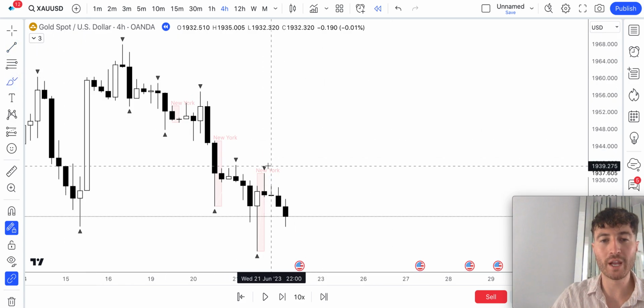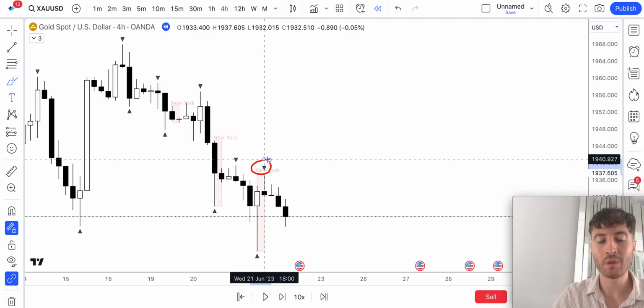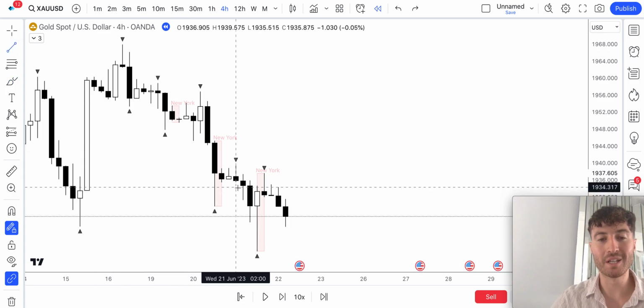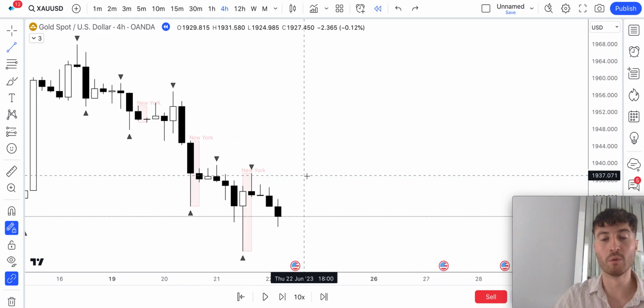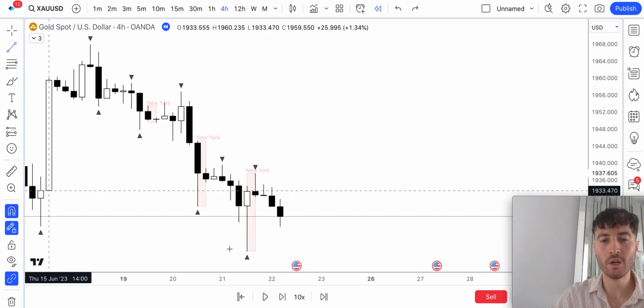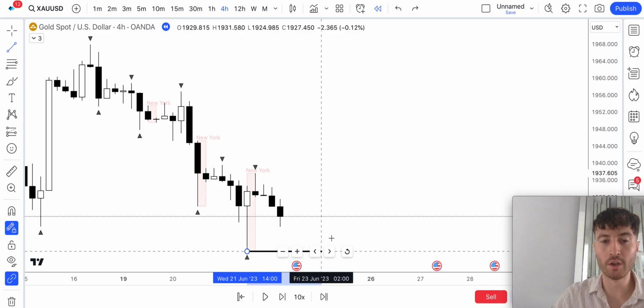And these grey and black dots here are an indication of a fractal. What fractals allow us to do is identify market structure from a very mechanical perspective. So there's no gray area between, is this a break of structure? Is this a lower high, etc. These fractals give us a very objective approach when it comes to identifying market structure. So we have a fractal low down here.